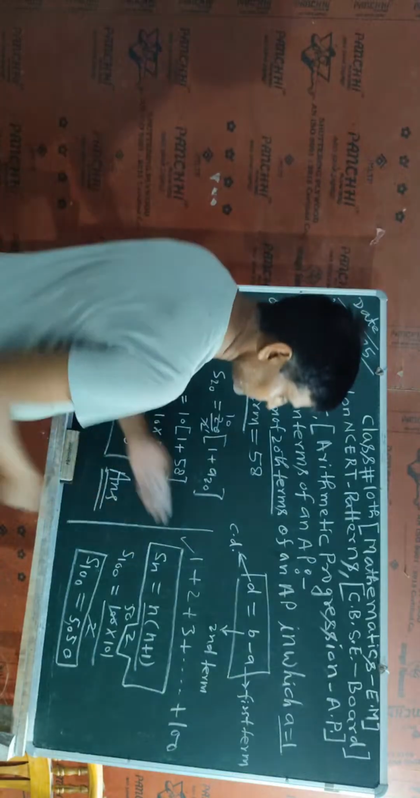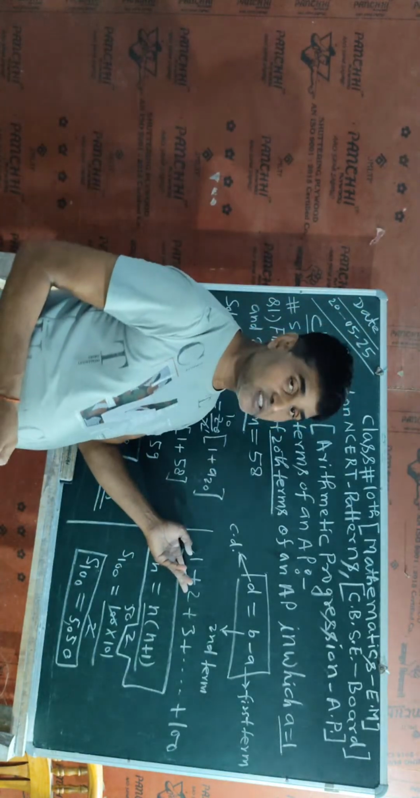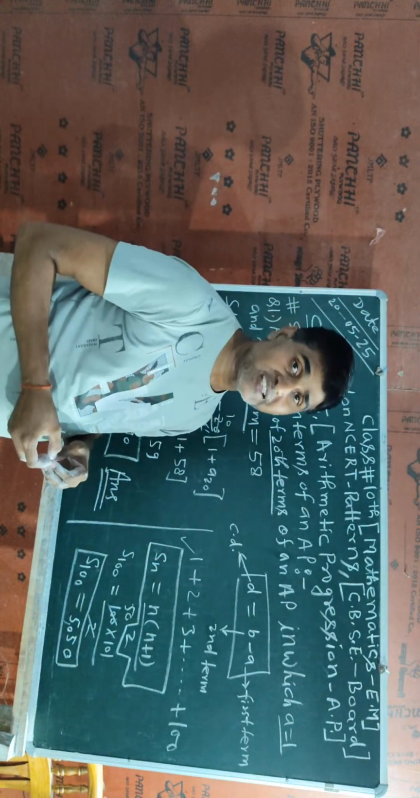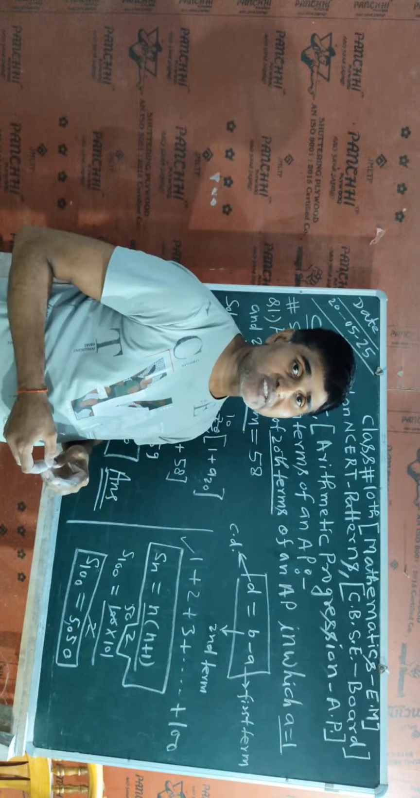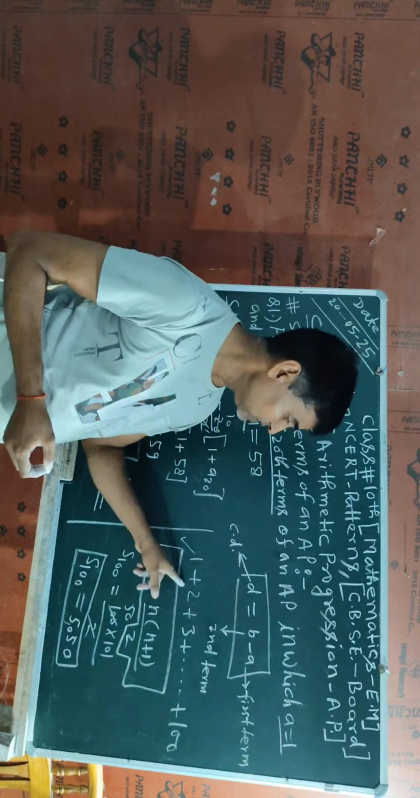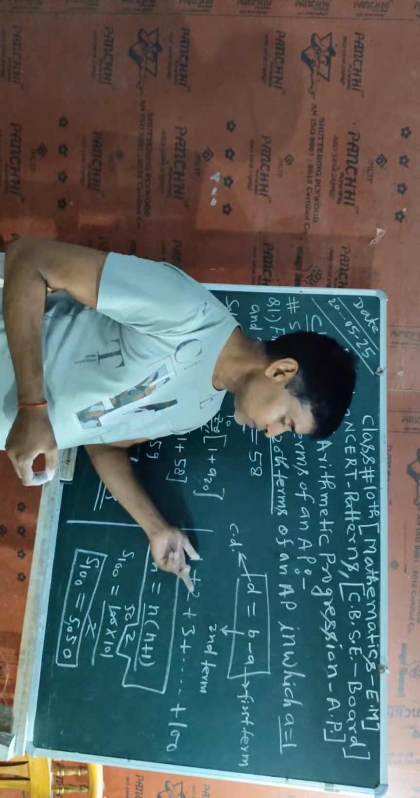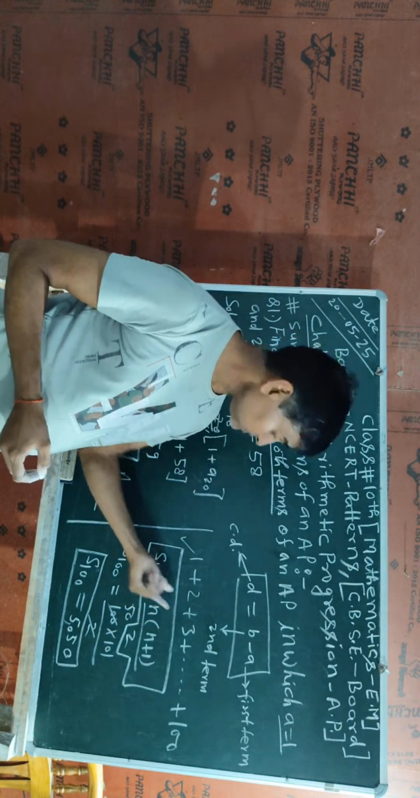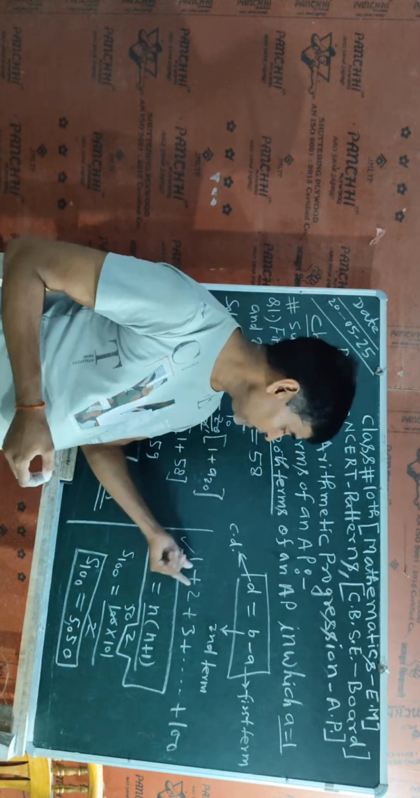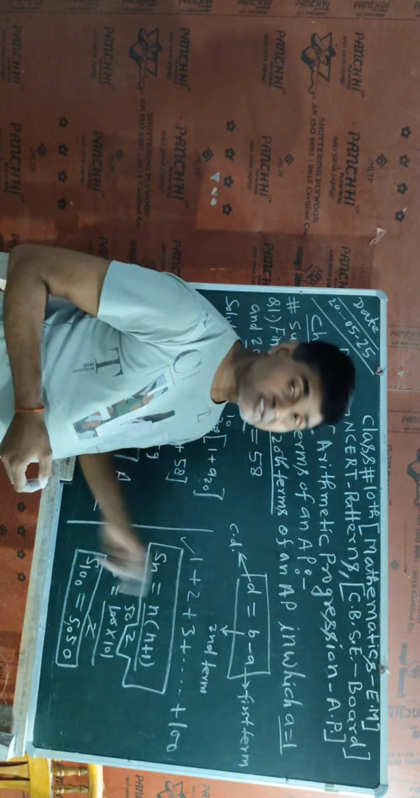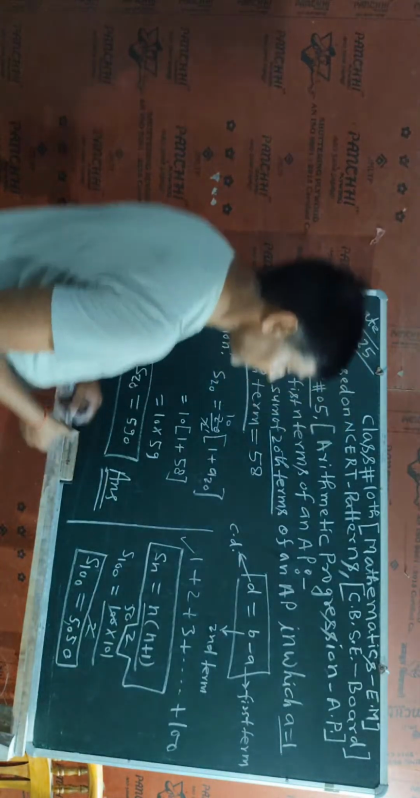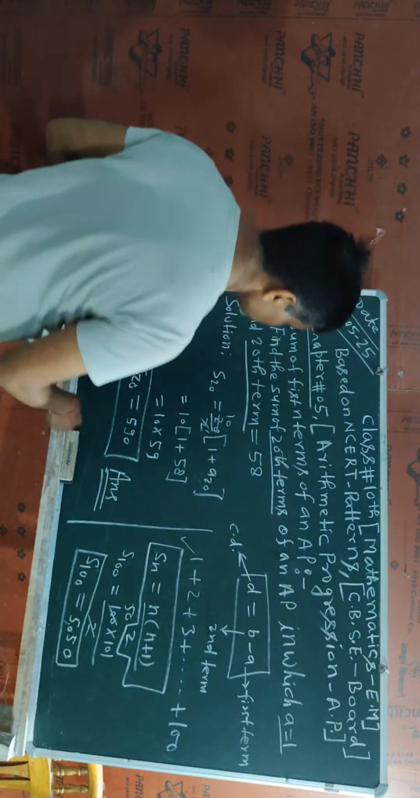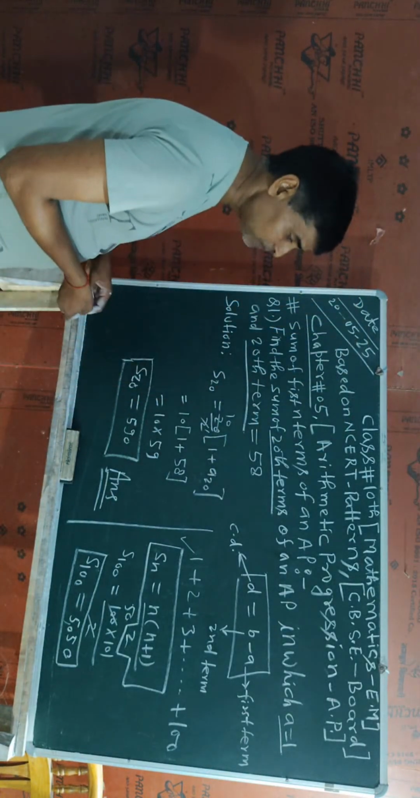You can use it because here the common difference is 1. You will apply the formula Sn is equal to n by 2 into 2a plus n minus 1 into d. Here the common difference is 1, and when you simplify the formula, you will get this one. So this formula is applicable when the common difference is the same, that is, in an arithmetic progression. Okay student, so this question I have solved.